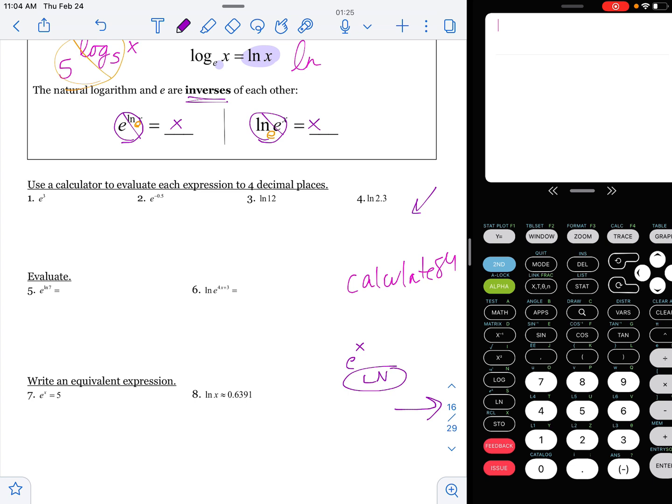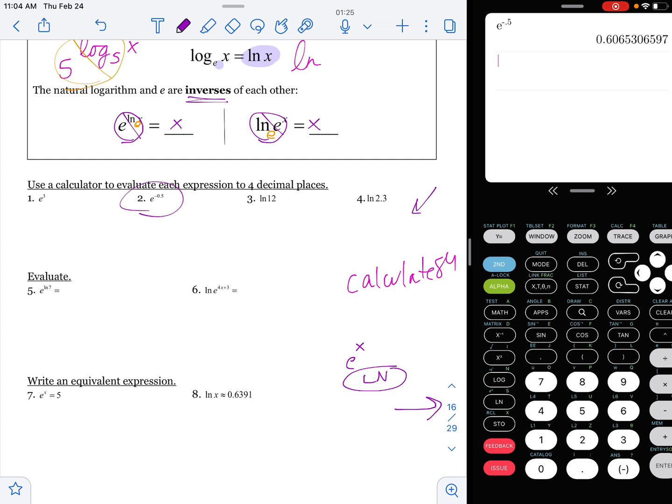And since e to the x is in blue, in order to get e to the x, we have to press the second button. So if I wanted to type in, for example, this one right here, number 2, I would say second ln, and now I can see up on the calculator screen the e, and then I would do negative 0.5. Oops, looks like I did a double negative. Got a little too excited with that button pushing.